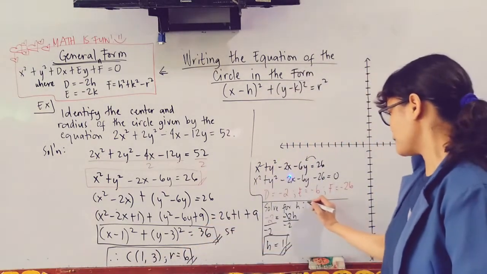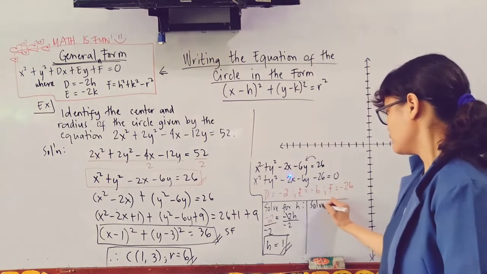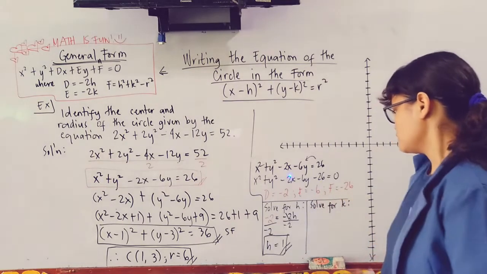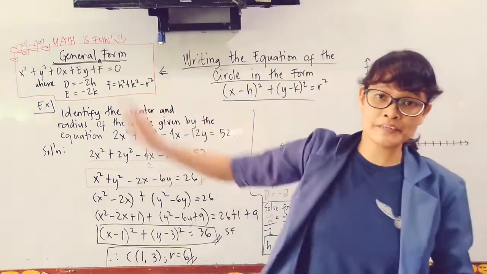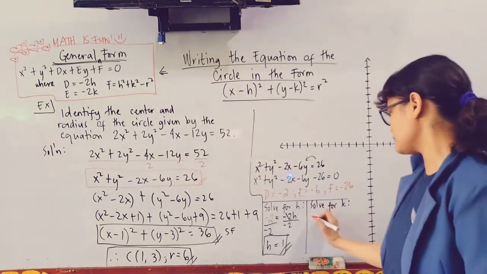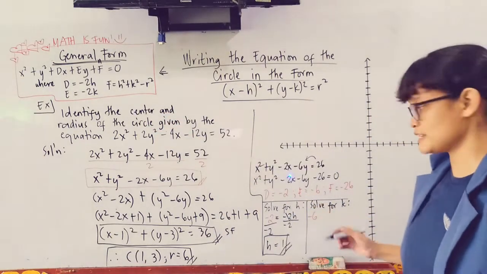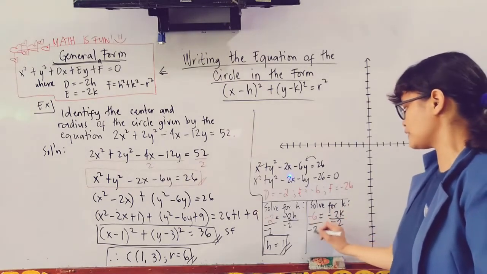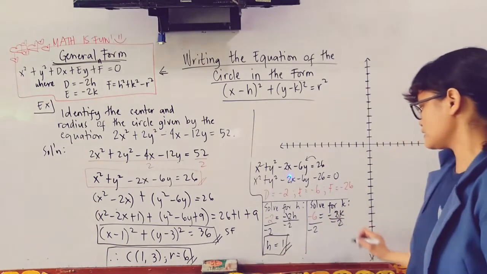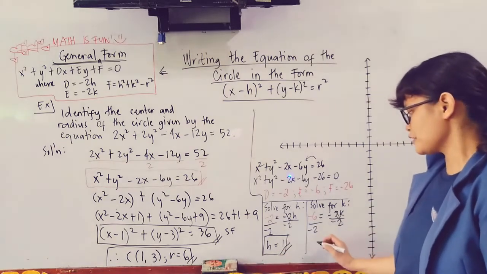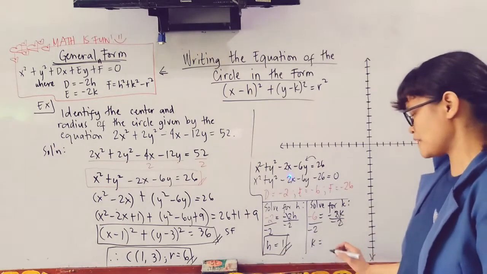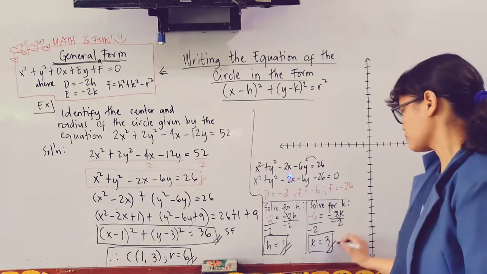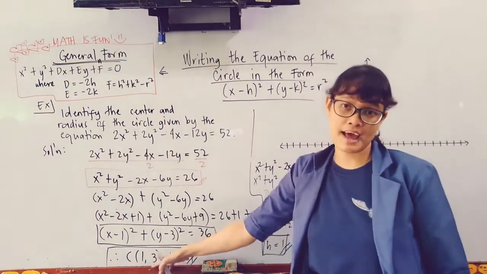Next, solve for K. So you'll have E equals to -2K. So your E is -6. Ayan, -6 equal to -2K. So divided by -2 divided by -2. So this is cancelled. Therefore, your K is equal to +3. Which is, ayan, parehas, center.